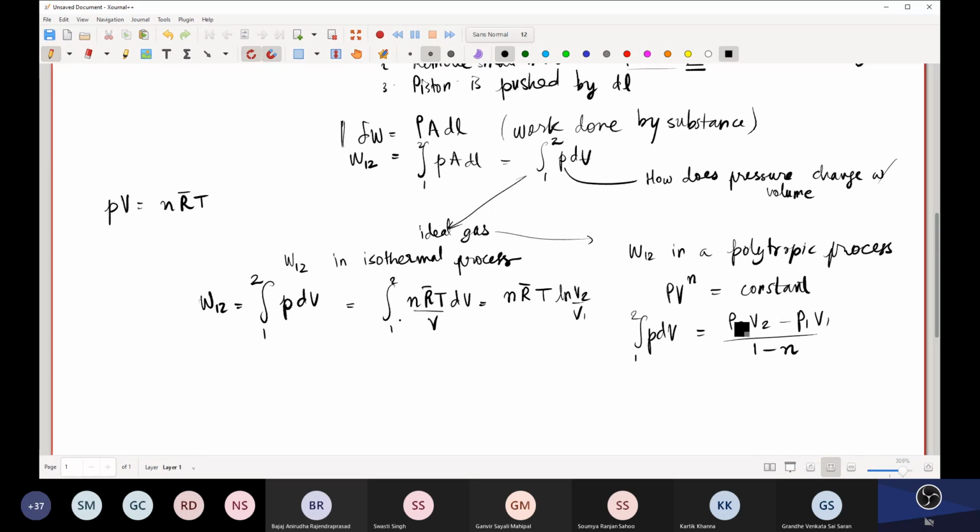So you must know what kind of process is going on. Otherwise, you will not be able to perform the integration. Okay, so let's move on.